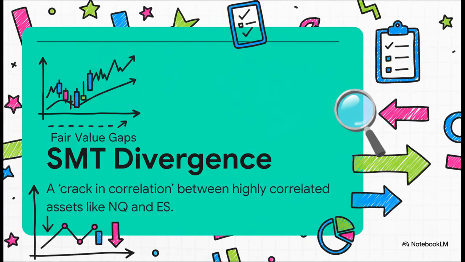All right, now for one of the big triggers, SMT Divergence. You know how the NASDAQ, the NQ, and the S&P 500, the ES, are like best friends? They almost always move together. But every now and then, they don't. One might make a new high, but the other one just can't. That's what we call a crack in correlation. And that little disagreement is a massive clue that a reversal could be right around the corner.